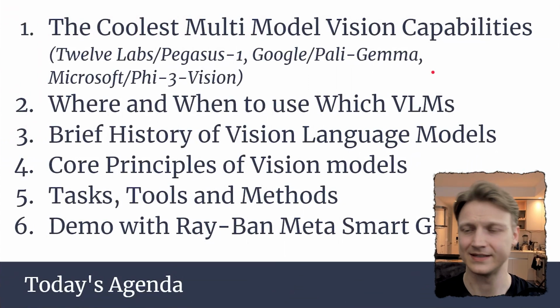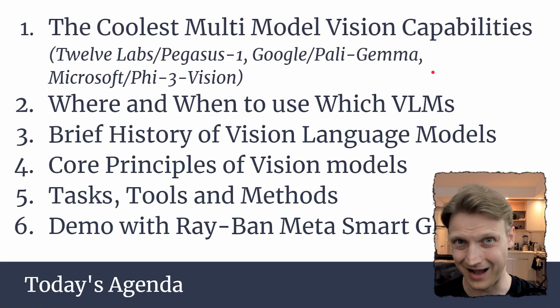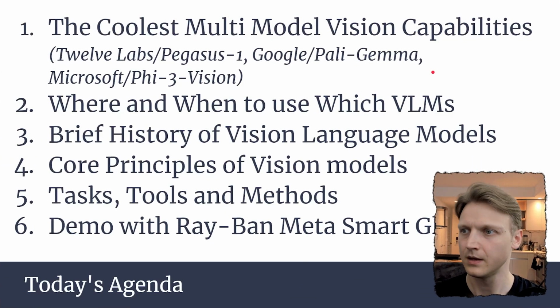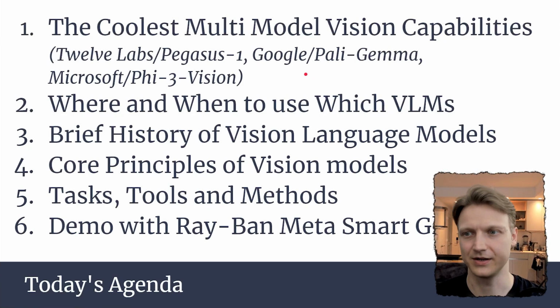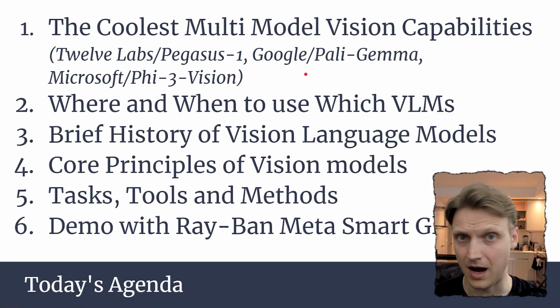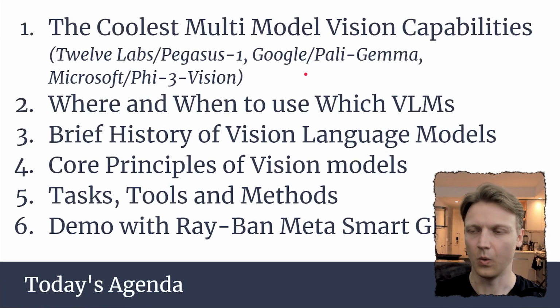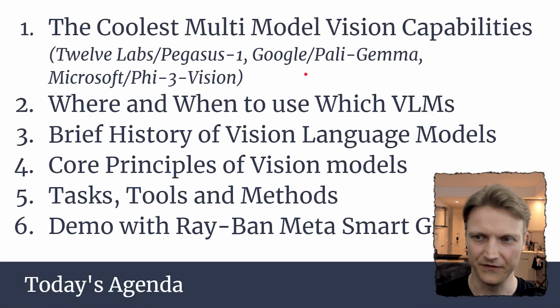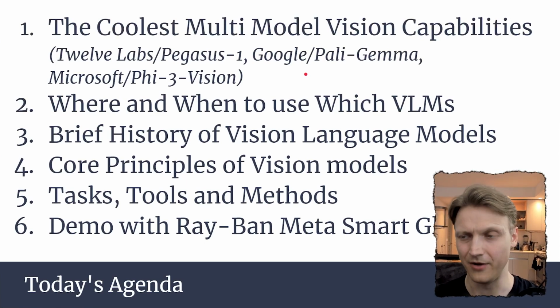We're going to start with the coolest stuff, the most recently released multimodal models that have this vision capability, by some of the big names such as PaliGemma by Google, Phi-3 Vision by Microsoft, but also Pegasus 1 by Twelve Labs, which is a video model. Actually, it even accepts sound and voice. So we'll see the capabilities of those, but our mission doesn't end there. It's just to get excited a little bit about that, but we really want to understand how they function.